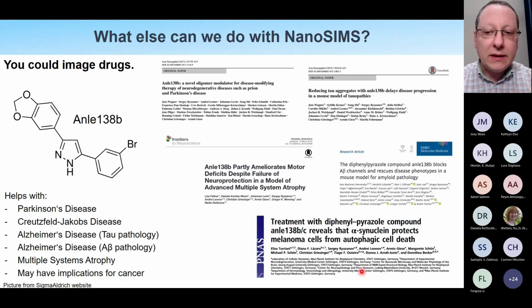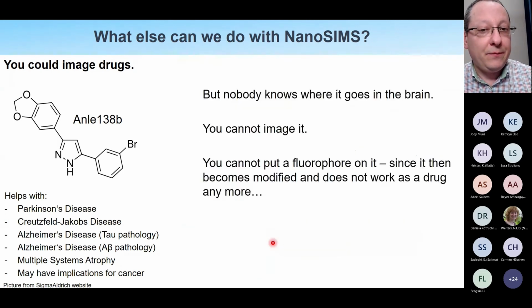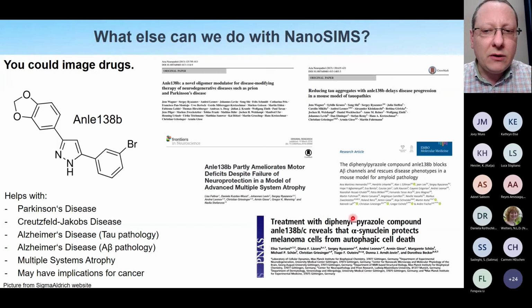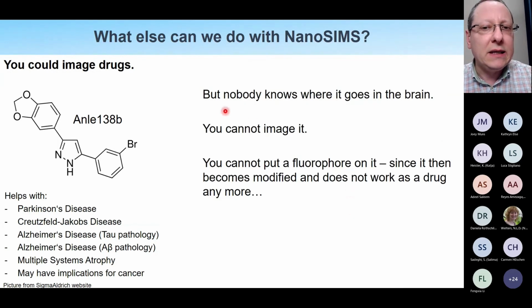It seems to work and as you see here, has certain effects on melanoma cells. That's interesting. Where does it go? Let's say in the brain. Let's forget about melanoma. Let's just look at the other brain diseases. Where does this go? You can't image it, so nobody really knows.